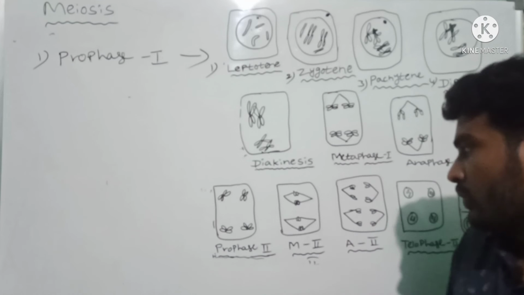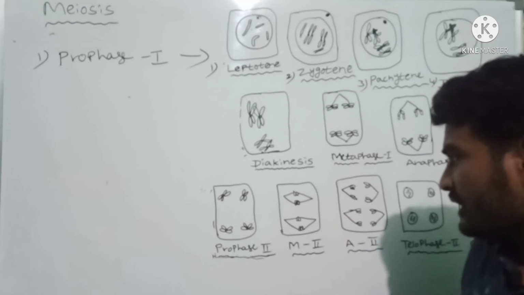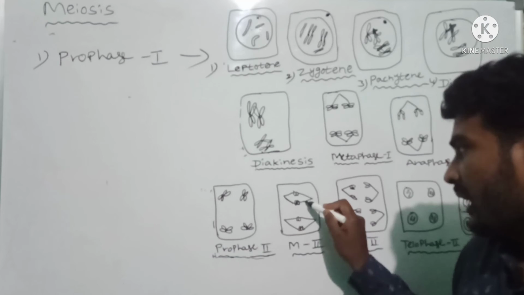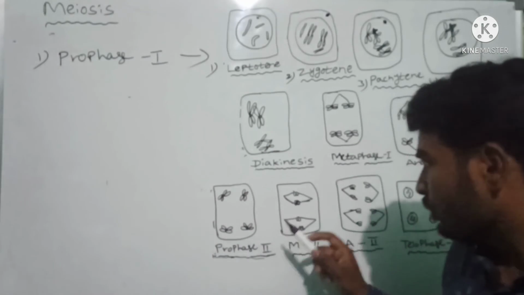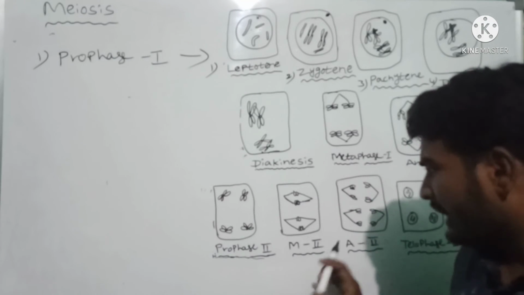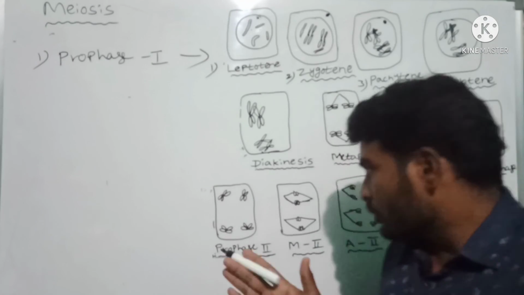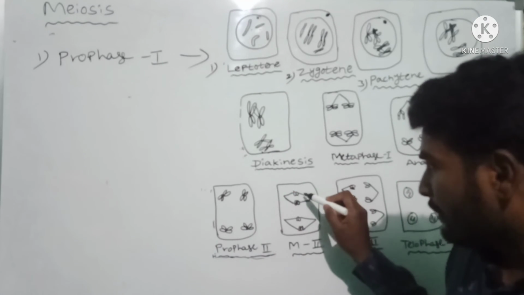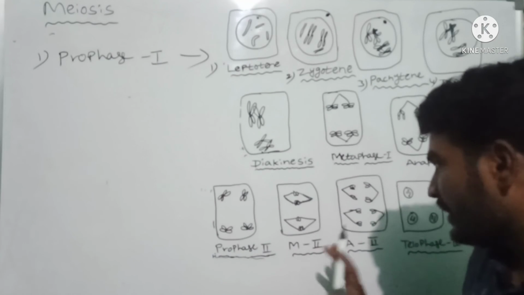Next, metaphase 2. What happens in metaphase 2? Look at this picture. Two bipolar spindle fibers will appear. This is the best identification for metaphase 2. Two bipolar spindle apparatus will form. Chromosomes migrate to the metaphase plate, and we clearly observe two bipolar spindle apparatus. This is metaphase 2.